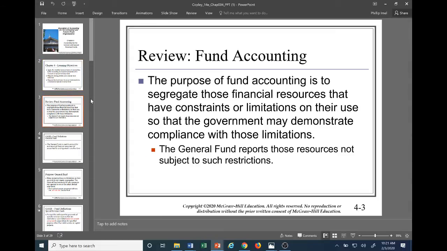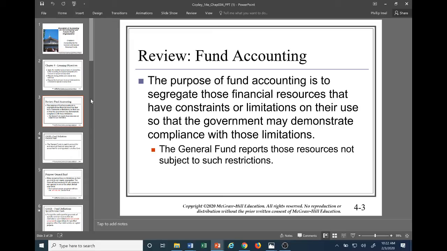So a little review here on fund accounting. The purpose of fund accounting is to segregate those financial resources that have constraints or limitations on their use so that the government may demonstrate compliance with those limitations. Obviously, the general fund reports those resources not subject to such restrictions. As we recall, the general fund is the main operational fund, right? The general fund is also the only fund that can have a positive unassigned fund balance. All of the other 4 governmental funds have to at least be assigned, because if not, then the money has to go back to the general fund.